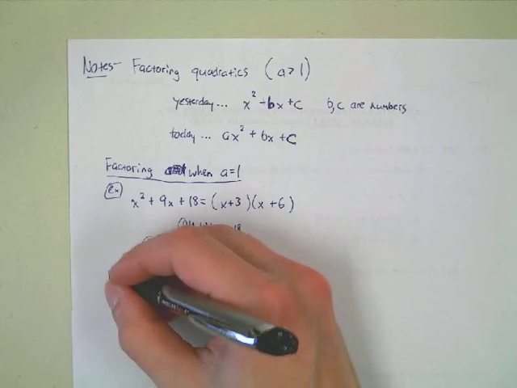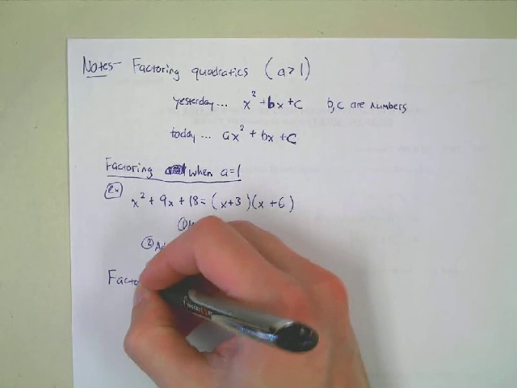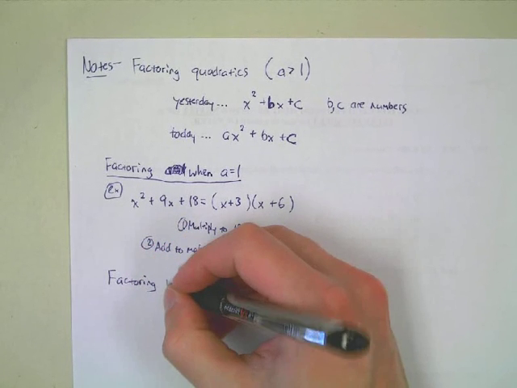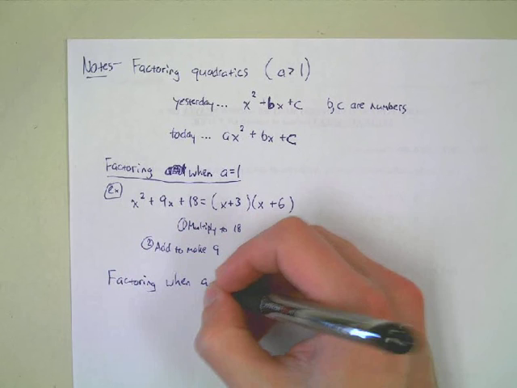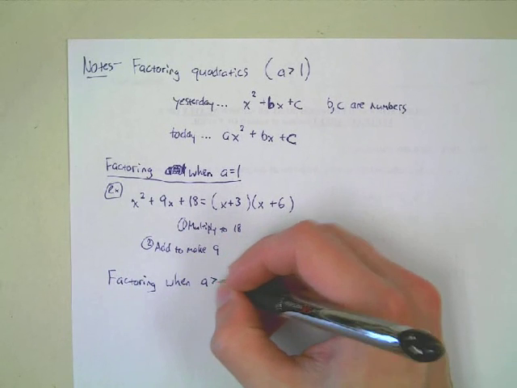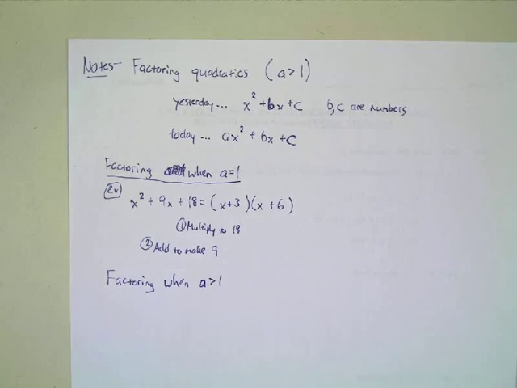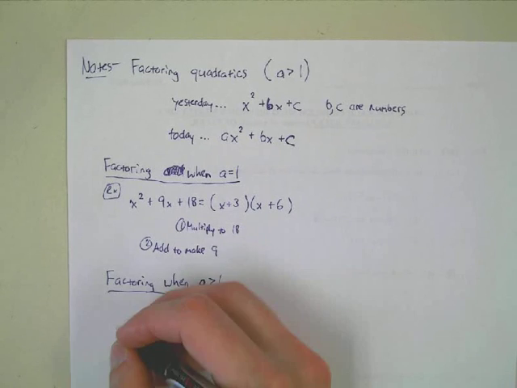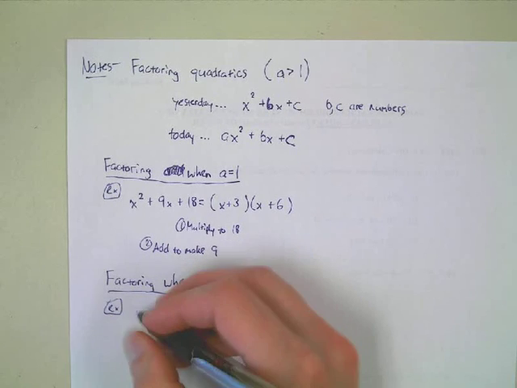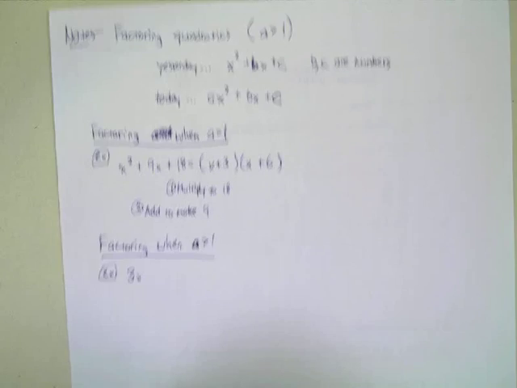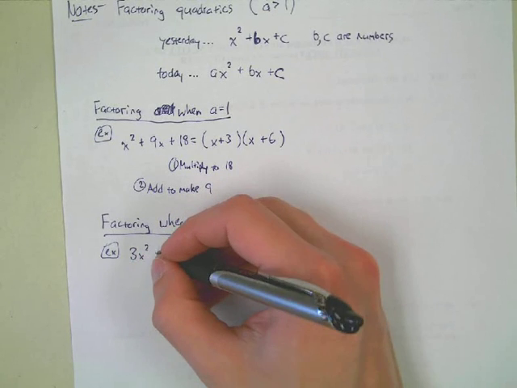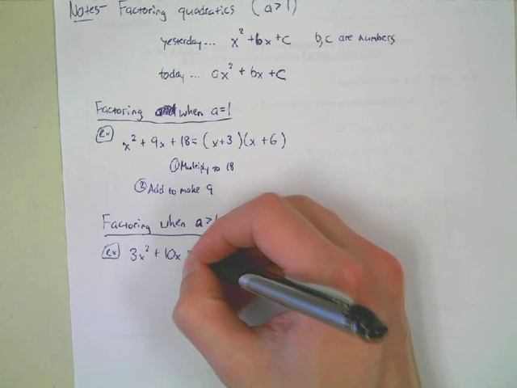Now let's take a look and compare that to factoring when a is greater than 1. I'll do a little example here. So let's say we want to factor 3x squared plus 10x plus 7.